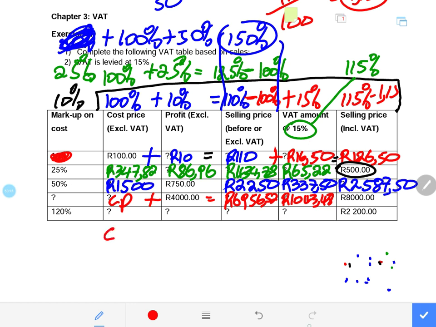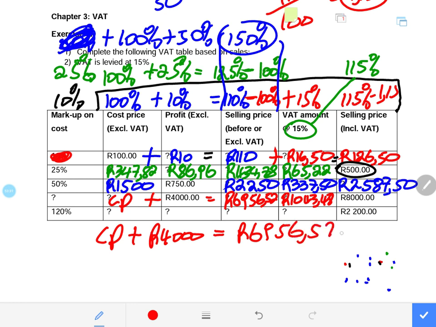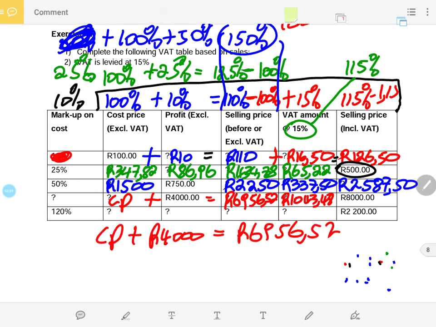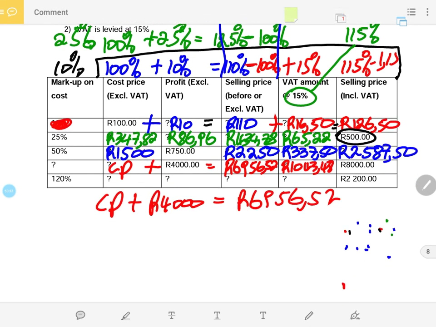Then that means our cost price will be equal to 6,956.52 minus 4,000. Remember, this now must go over the equal sign. All the like terms, as I think they are called mathematically, must be put on the same side. So all the numbers go on one side, and the unknown, which is the cost price, is on the side before the equal sign.